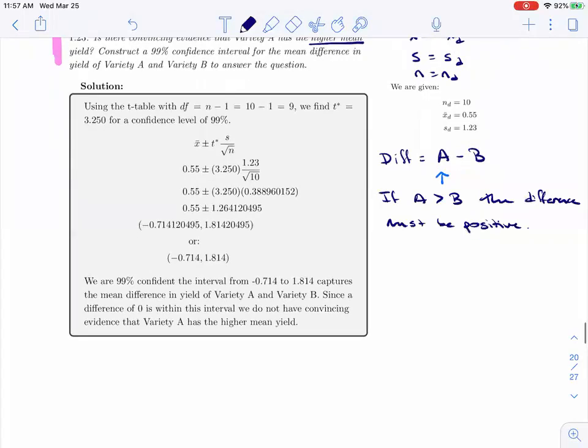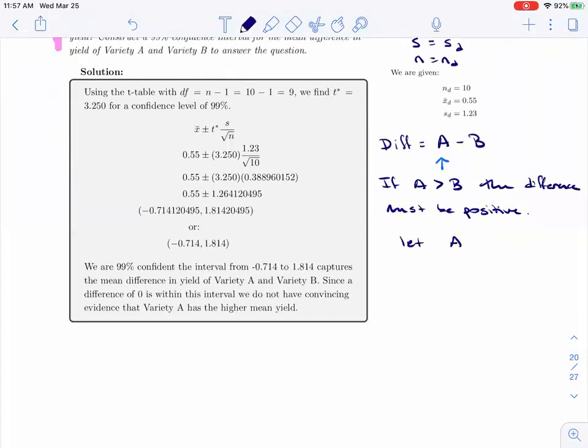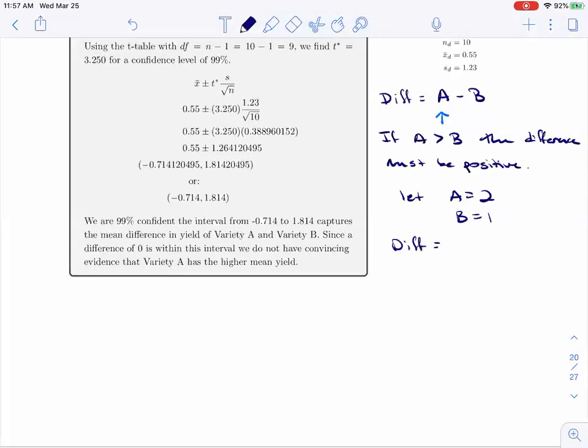And you can try it. If I let A be 2 and B be 1, then the difference is 2 minus 1, which is 1, which is positive. So you can do a spot check. But I would say that figuring out how the differences behave, if they're going to be positive or negative, is going to be the hardest part of a paired t-test. Otherwise, it's just a one sample t-test with nothing else going on.